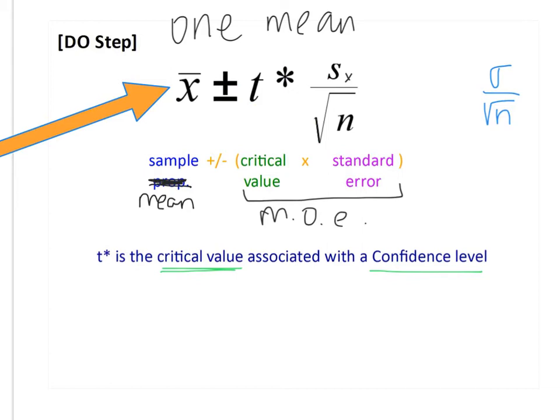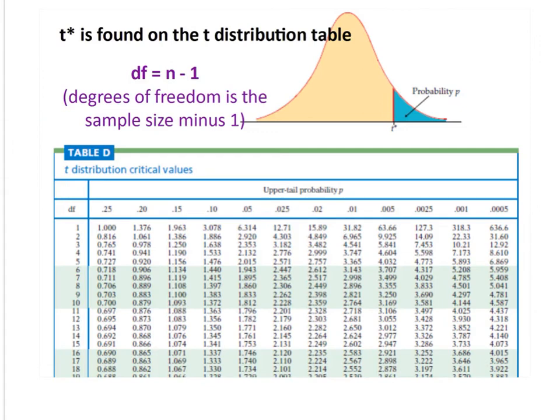But before we plug our numbers in, let's take a look at t star and see how we find this. So t star is found on the t distribution table, or that purple sheet. You guys got a purple sheet? This is the purple sheet. And t star is found in one of these rows. So all these numbers right here, these are all different t stars.